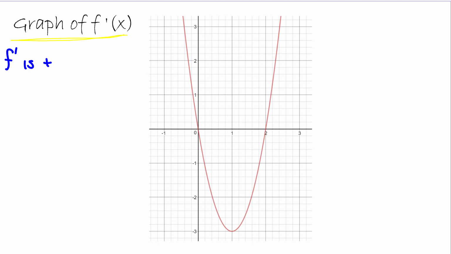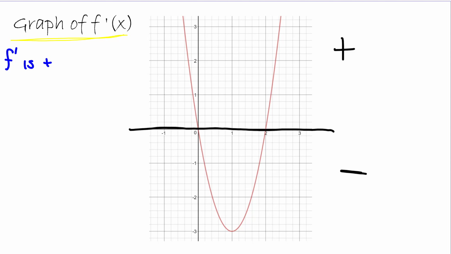Here's how we know a graph is positive. F prime is positive when the graph is above the x-axis. So here's the x-axis: anytime the graph is above the x-axis, f prime is positive. Anytime the graph of f prime is below the x-axis, f prime is negative. So even though this graph might be decreasing, that's not helping me decide what's going on with the graph of f.